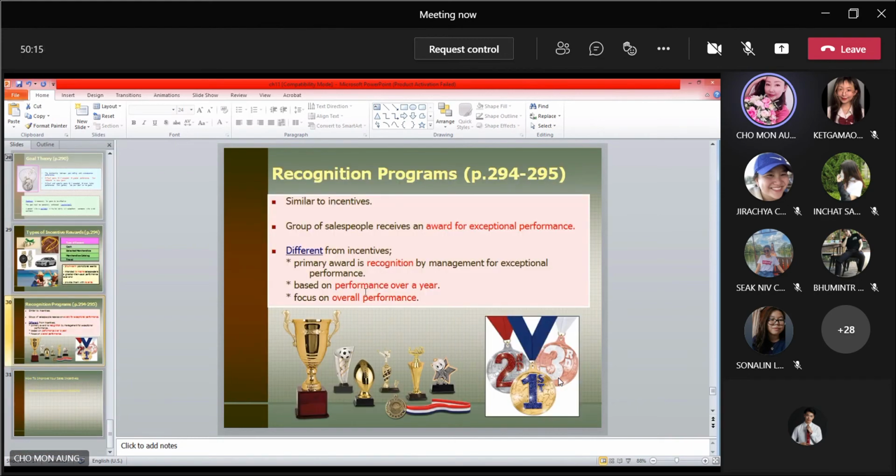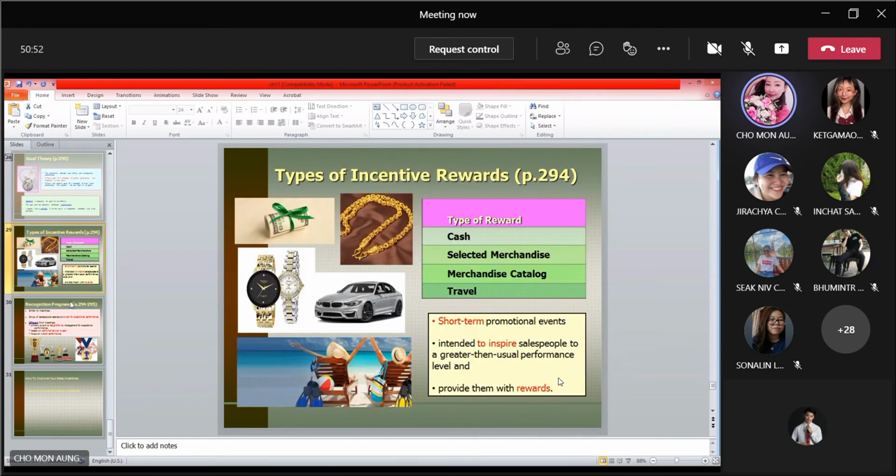But the other one is the recognition program. For the recognition program, we usually do it on a yearly basis. You may notice that the pictures are different, right? Recognition programs are also special programs that we use to motivate our salespeople. Now I will tell you how sales contest and recognition are different. Let's talk about the similarity first, how they are the same. The similarity is that both sales contests and recognition programs are special programs to make our salespeople put extra effort in performing their activities. That is a similarity, an extra program.